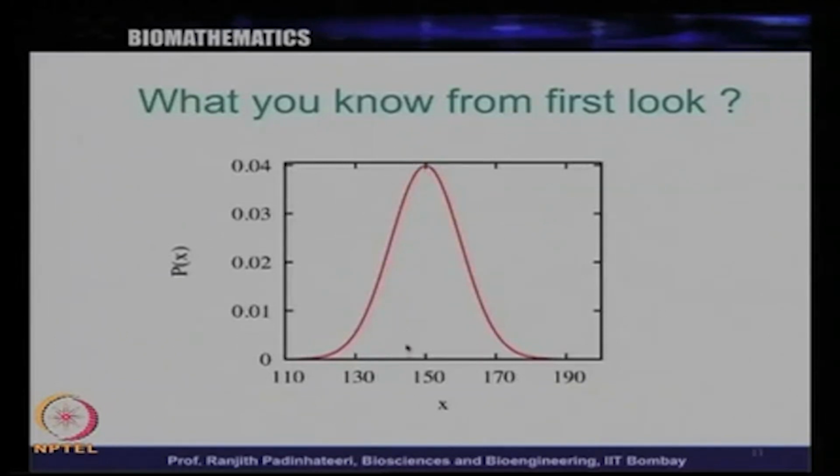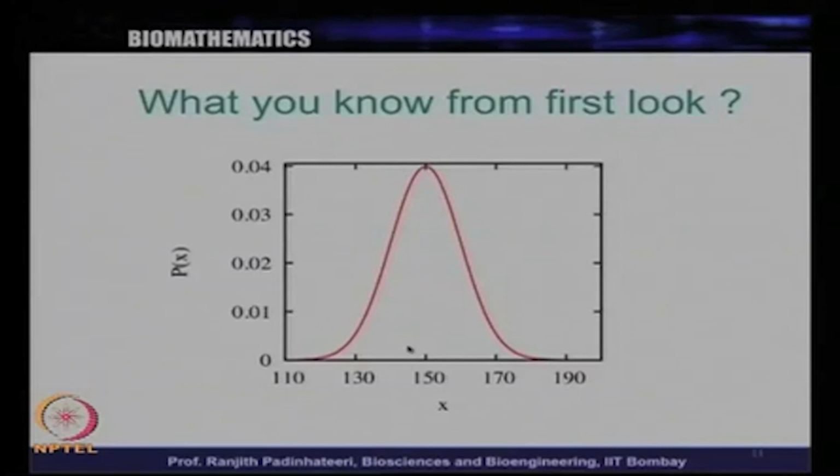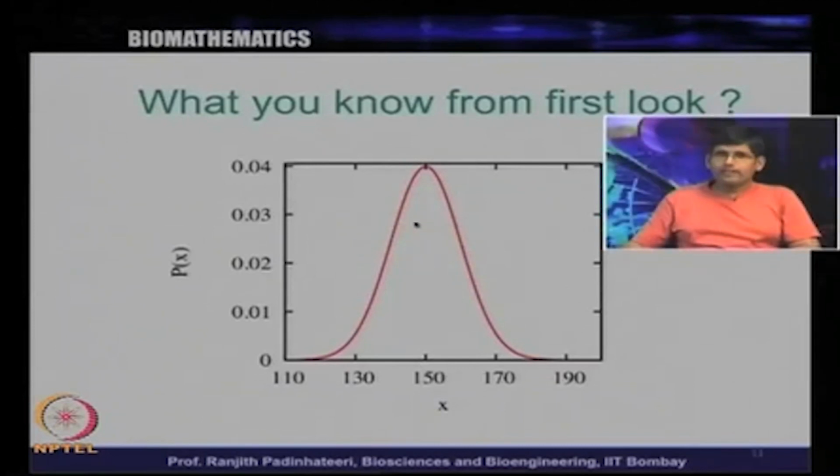So, what does this mean? X 0, the peak, is at 150. So, just by looking at the peak, we can know the average value. The average value is easy to find. Just look at the peak; the position of the peak is 150, and that will be the average of this distribution. Now, how do we find the standard deviation? How do we find the sigma?